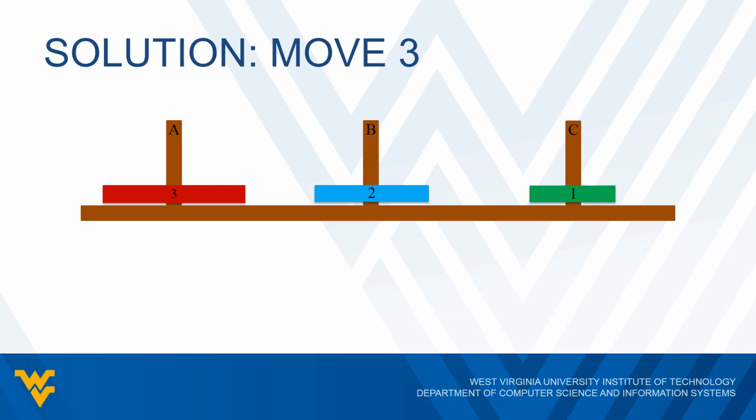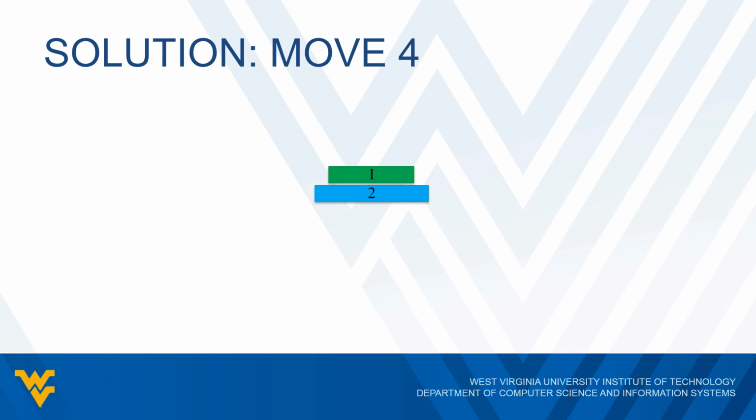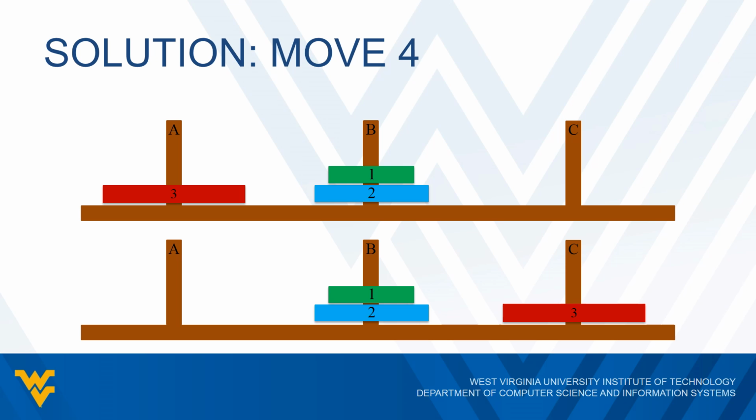Now all we have to do is just finish up having the top 2 disks on needle B, so we just need to move disk 1 from needle C to needle B. So now we have both disks on needle B. Once we have that, now we have to move disk 3. So we could just move that from needle A to needle C quite simply.